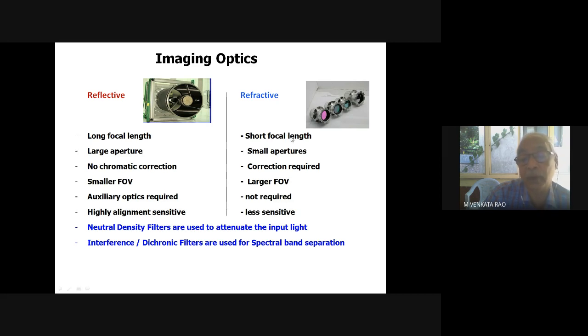They are of short focal length, so resolution will be poorer, small apertures, and correction required. So you'll have multiple lenses to do corrections. Of course, here they provide a large field of view, and auxiliary optics is not required. Alignment wise, they are not that sensitive. The neutral density filters are used to attenuate the input light, depending on the light entering. Sometimes you have to attenuate, otherwise the whole detector will saturate. And these color filters or interference filters are used for passing the required wavelength band.